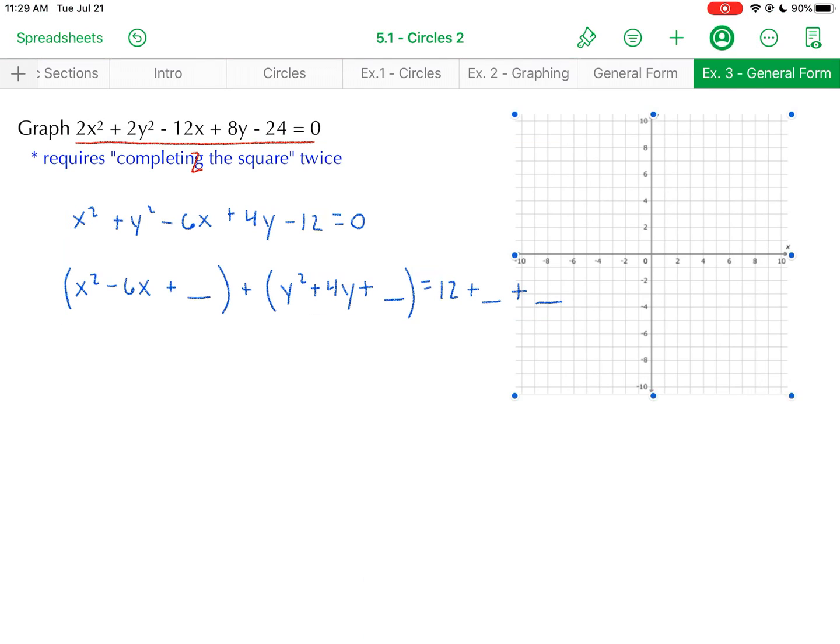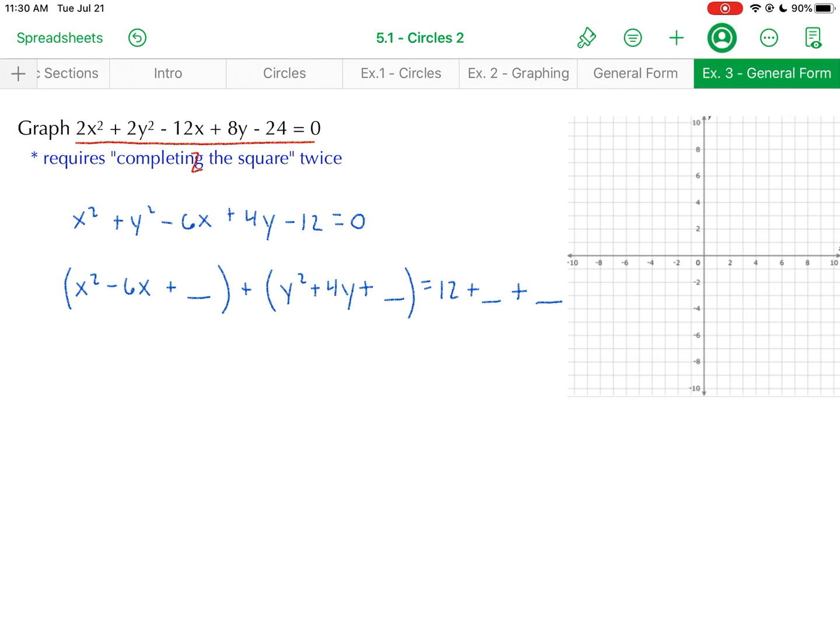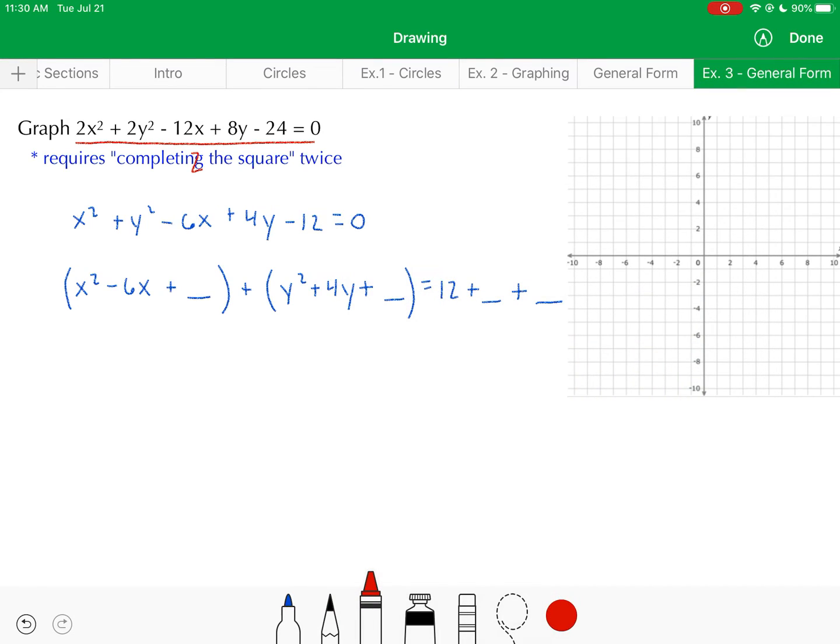All right, and the reason I have to put in the blanks over there is to keep the balance in my equation, right? If I end up adding numbers over on the left-hand side, I've got to do the same on the right-hand side, okay? All right, so use this value right here to complete the square for x. Half of -6 would be -3, and -3 squared would be +9. So I'm going to add 9 into both sides. And then use this number to complete the square for y. Half of 4 is 2, and 2 squared is 4. All right.